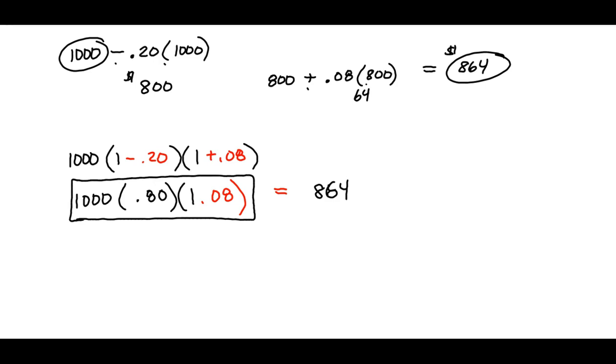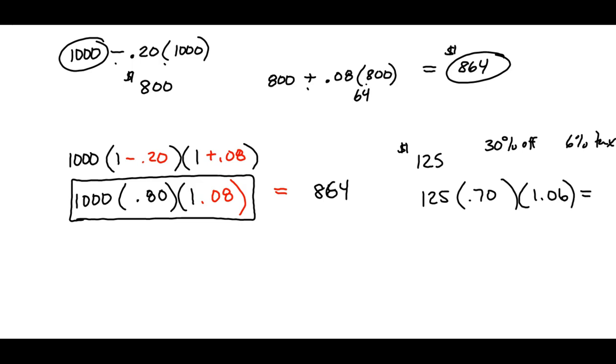So it's a little bit faster to just do this straight idea and get to your number. So for instance, if you're in a store and there are some shoes for $125 and you see a sign that says, hey, 30% off, and you're in Michigan and there's 6% tax, a really fast way of doing this problem is $125 is your starting amount. 30% off, 1 minus 30 would be 0.70, because I'm paying 70% of full price. And then my tax would be 1.06.